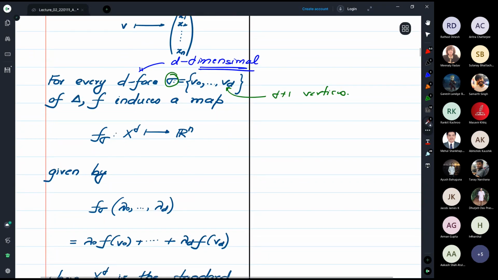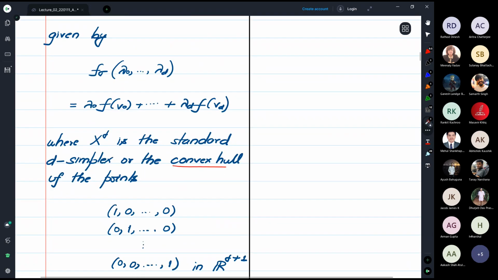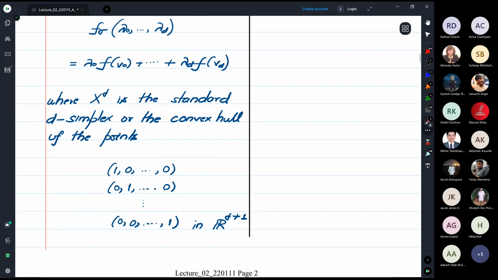First let me elaborate what X^d is. Well, X^d is the standard d-simplex. So what is the standard d-simplex? Well, it is the convex hull of the following points in R^(d+1). Let's first count how many such points there are. Each of these vectors lies in R^(d+1), so accordingly, this vector will have d plus 1 coordinates.